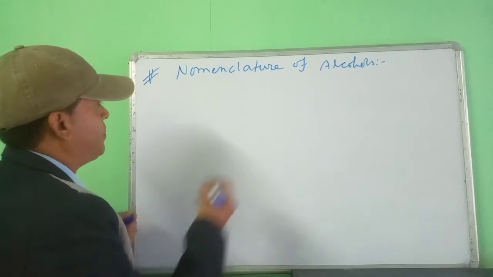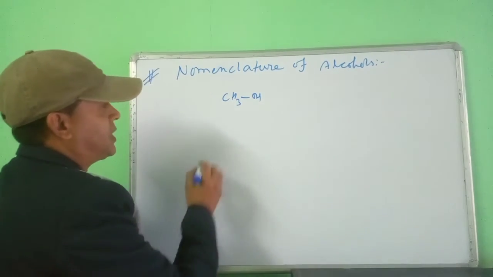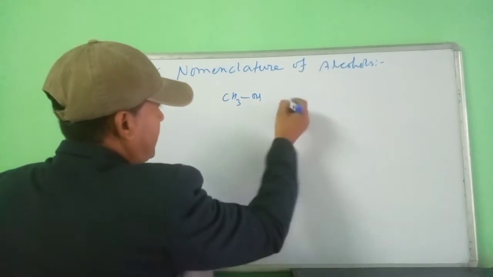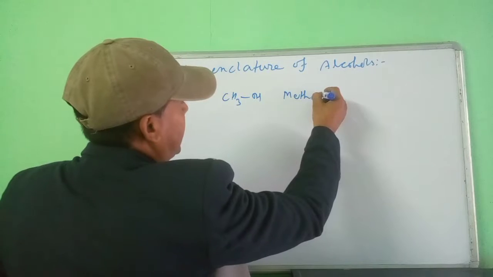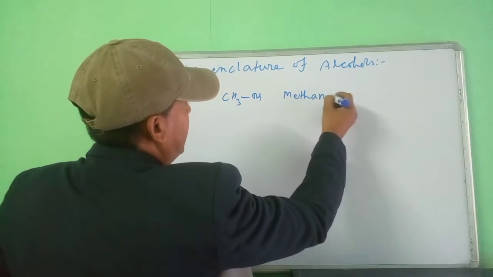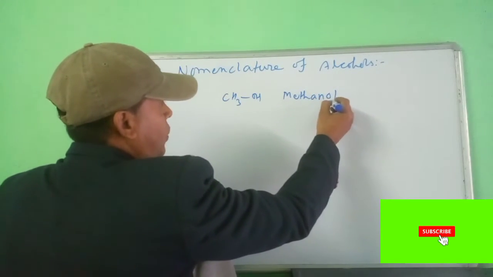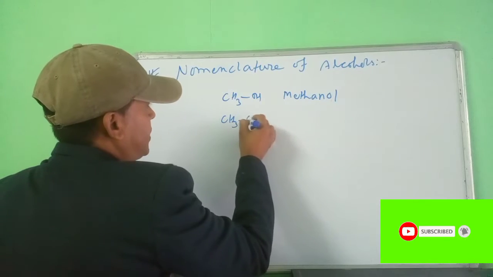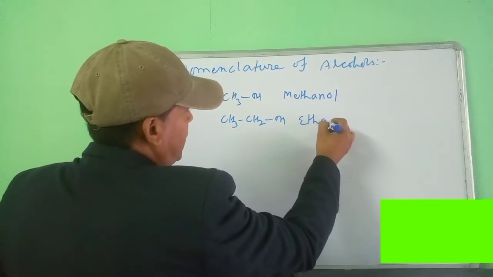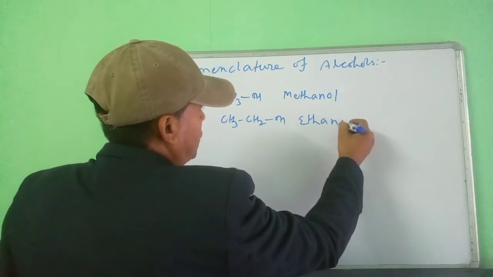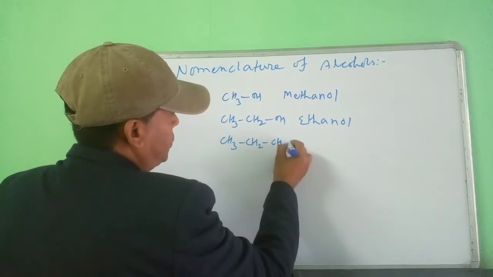Now the first example: a simple compound, CH3OH. Meth is the word root, the primary suffix is ane, and the e is replaced by ol. So it is methanol. Now CH3CH2OH: the number of carbon is 2, so eth plus ane, and the e is replaced by ol, giving ethanol. Now the number of carbon increases: CH3CH2CH2OH.